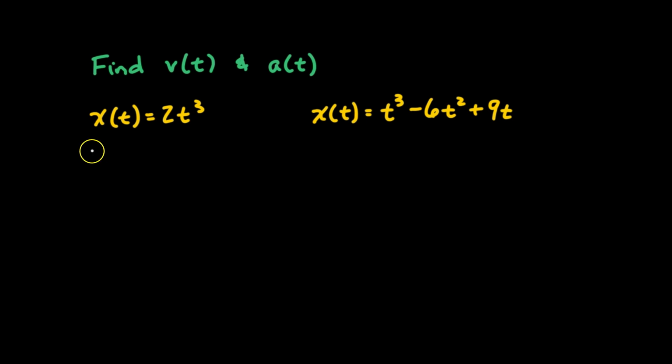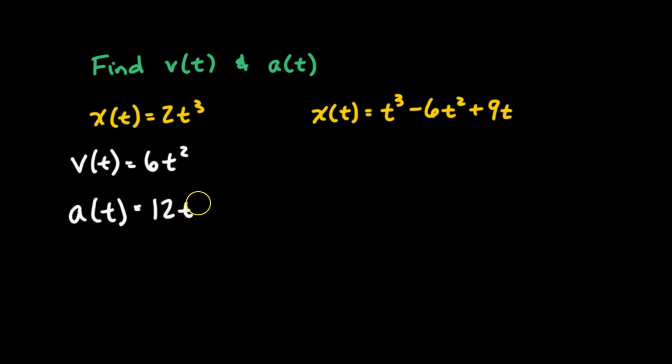function. To find the velocity function, we're going to find the derivative of the position function, 2t cubed, which we get 6t squared. To find the acceleration function, we take the derivative of the velocity function, and we get 12t. The thing to remember is that the velocity is the derivative of the position with respect to time, and that the acceleration is the derivative of the velocity with respect to time.